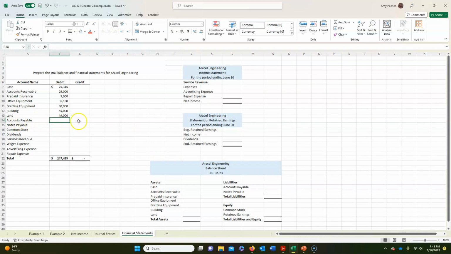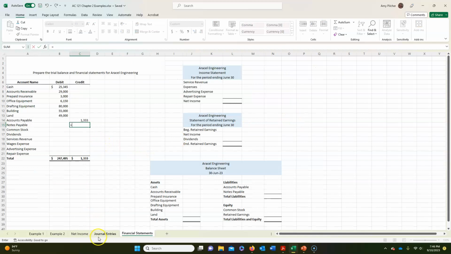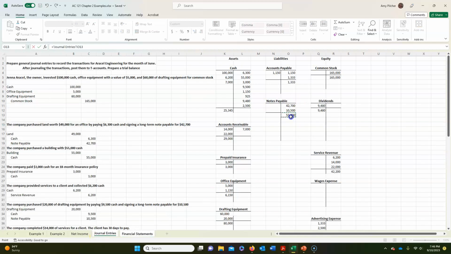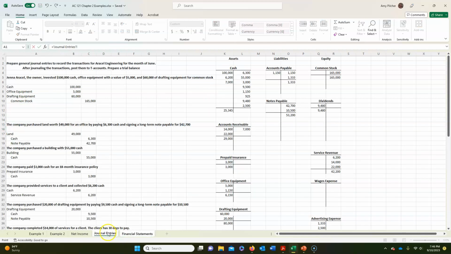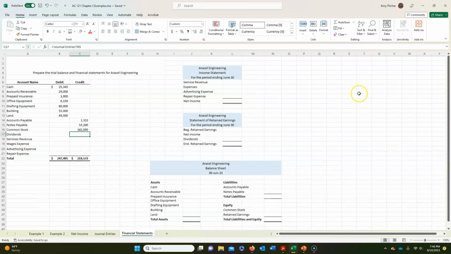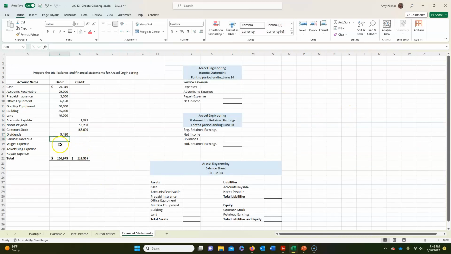And then accounts payable has a credit balance. So we'll take the balance from accounts payable, the balance from notes payable. Common stock also has a credit balance, so the balance from common stock. Then dividends have a debit balance, so we'll take the balance from the dividends account.